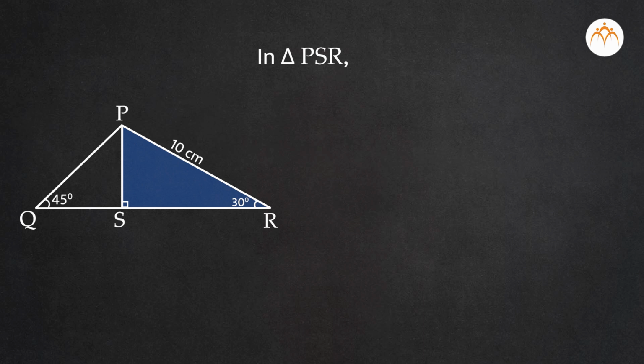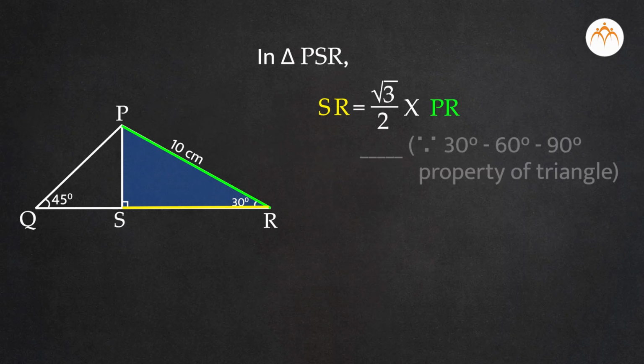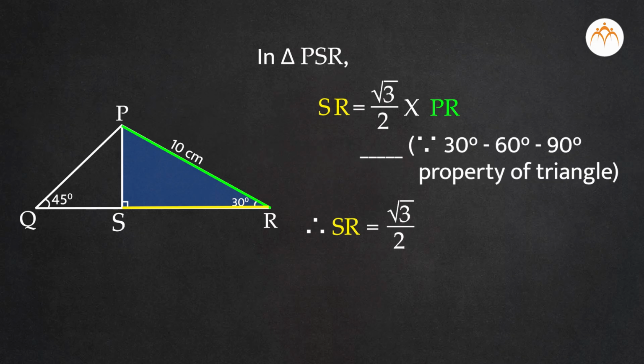Therefore, in triangle PSR, SR is equal to square root 3 upon 2 into PR because of the 30-60-90 degree property of triangle. Therefore, SR is equal to square root 3 upon 2 into 10 is equal to 5 square root 3 centimeter. Equation 2.